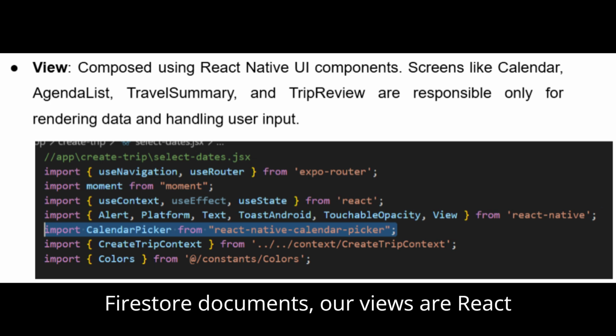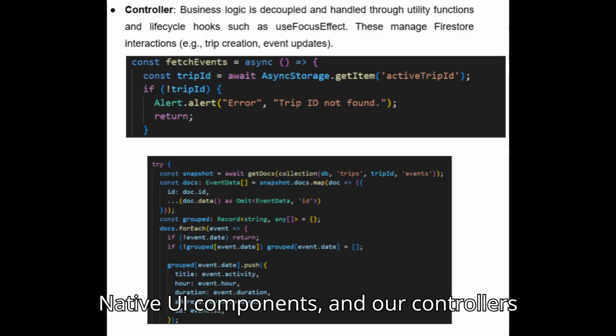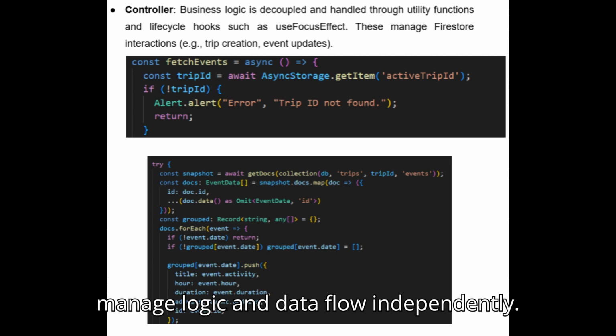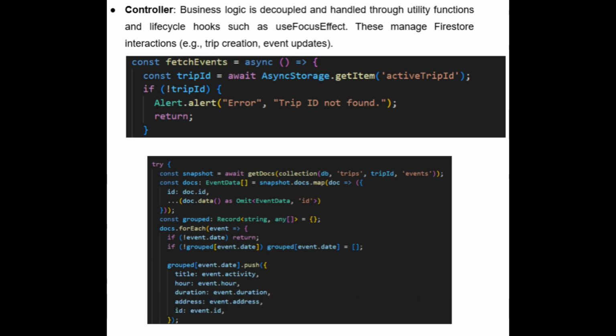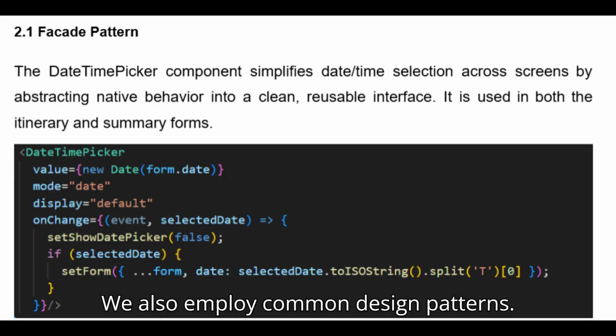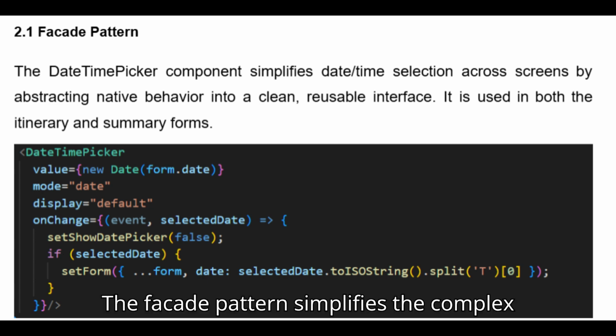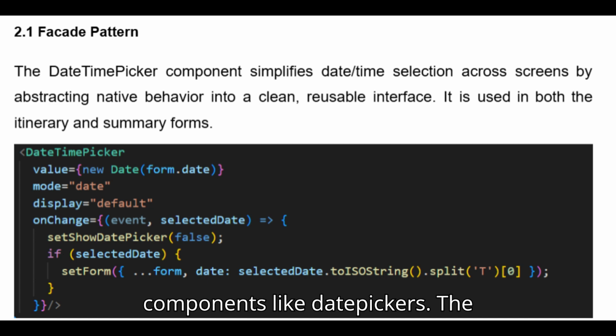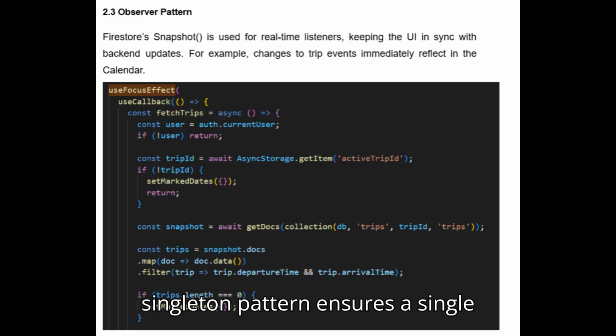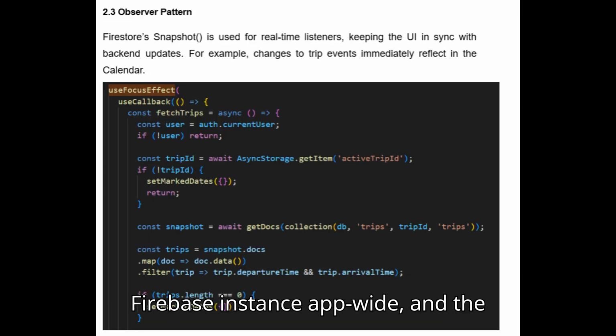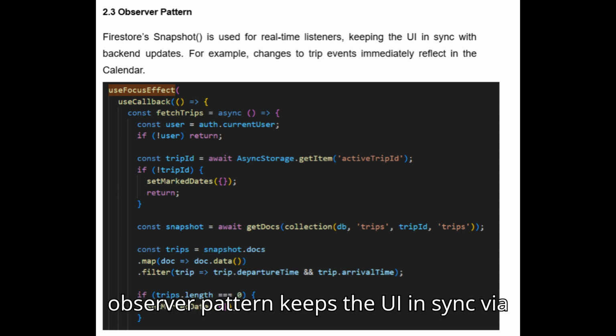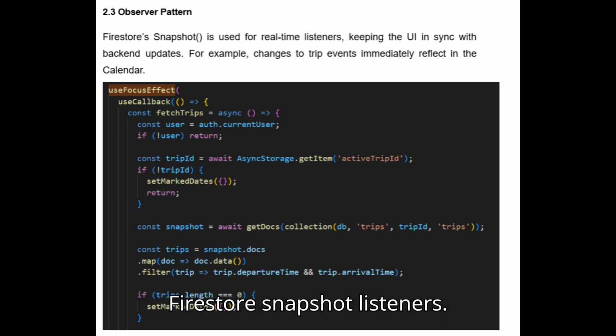Our models are Firestore documents, our views are React Native UI components, and our controllers manage logic and data flow independently. We also employ common design patterns. The facade pattern simplifies the complex components like date pickers. The singleton pattern ensures a single Firebase instance app-wide, and the observer pattern keeps the UI in sync via Firestore snapshot listeners.